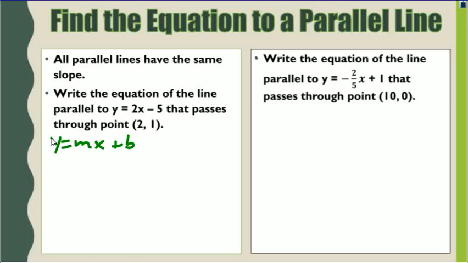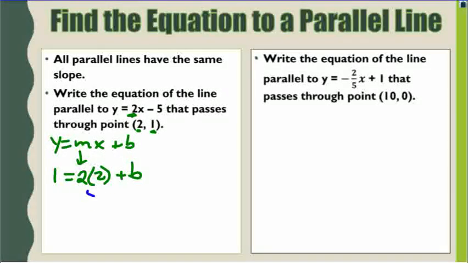So we have to write an equation of the line that is parallel to y equals 2x minus 5, and it passes through point 2, 1. So the slope has to be the same. So the slope is 2, so I'm going to put a 2 where the m is, because that's the slope. This is my x, and this is my y, so if I plug those in, I need to find my b to finish my equation.